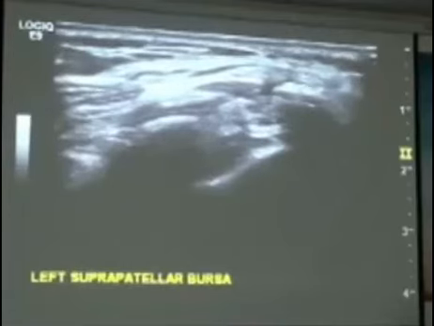But when we apply dynamic structures, we can actually see that these were all moving independently. So these are actually loose bodies within the knee joint itself.